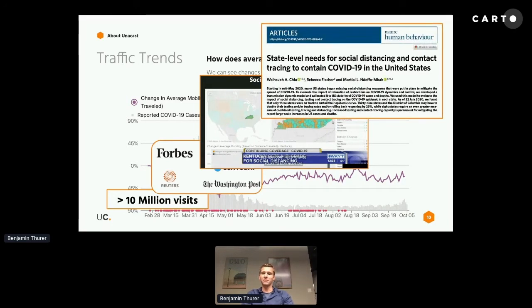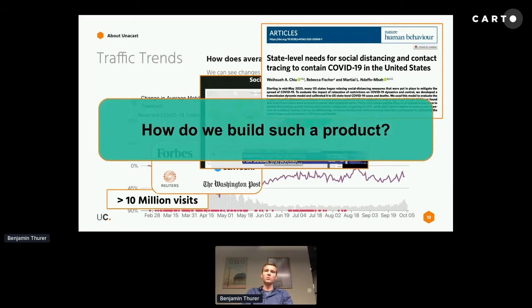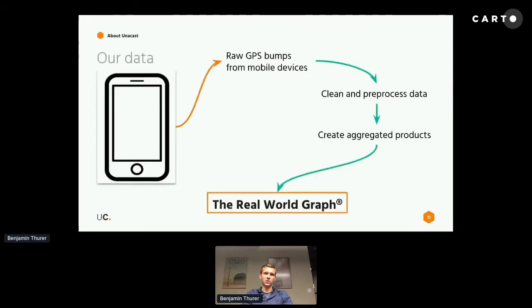So coming from academia, that makes me very glad, and we are all very proud about this product. The problem is just, how do we build such a product? So if you're interested in using location data for good and build a product, you have to overcome certain issues. And today I want to talk about those issues.